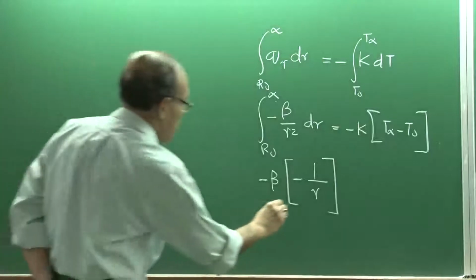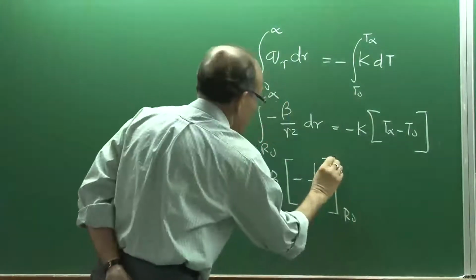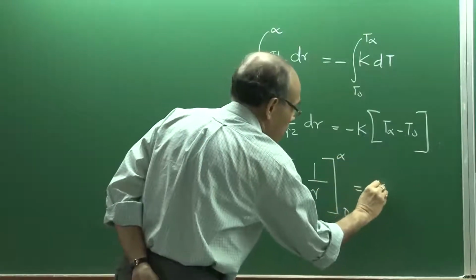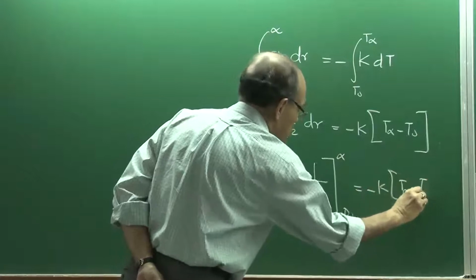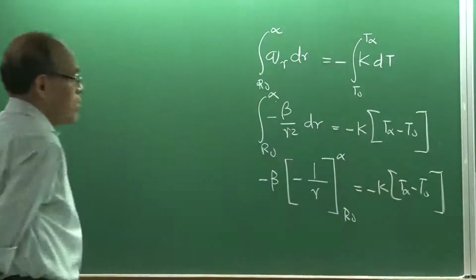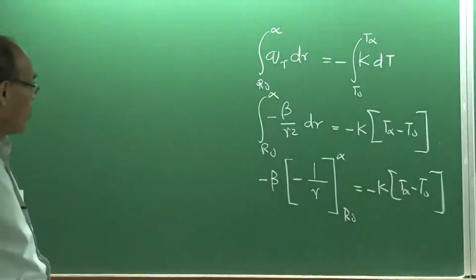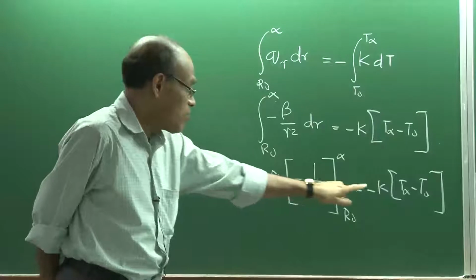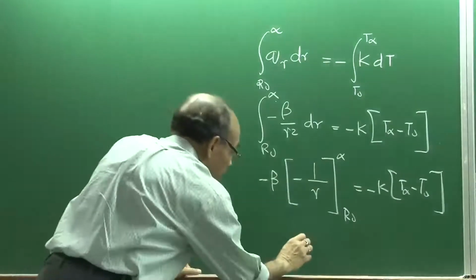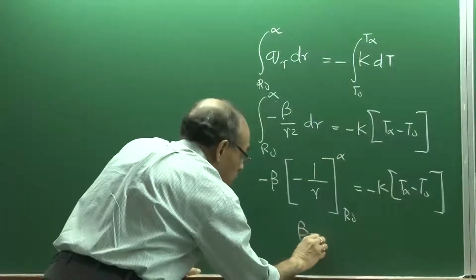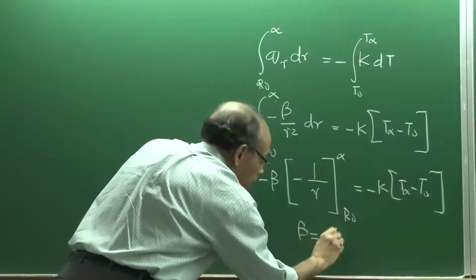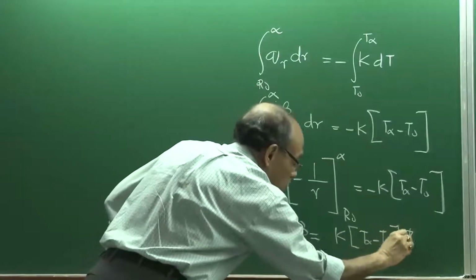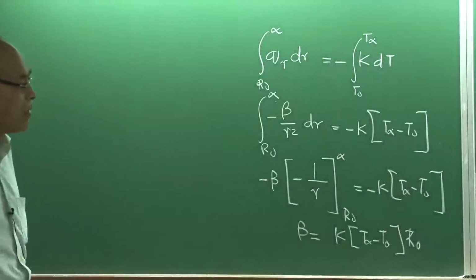and this is r equal to r0, and this is infinity, and this is equal to k into T infinity minus T0, which from here I can straightforward get the value 1 by infinity is going to be equal to 0 minus of this. So, this minus and this minus are going to cancel out, and what we are going to get now is beta equal to k into T infinity minus T0 into r0. That is the value of beta.